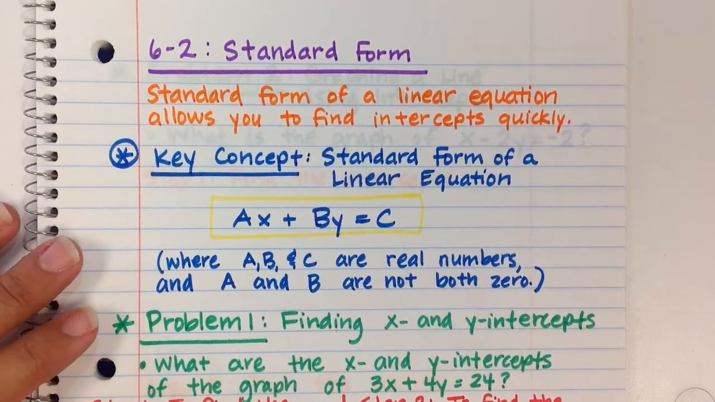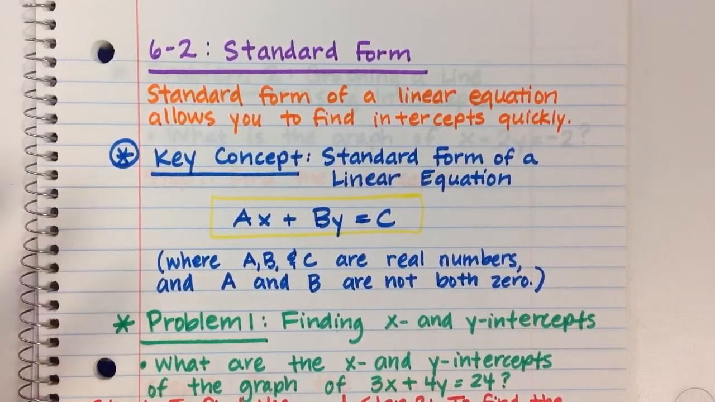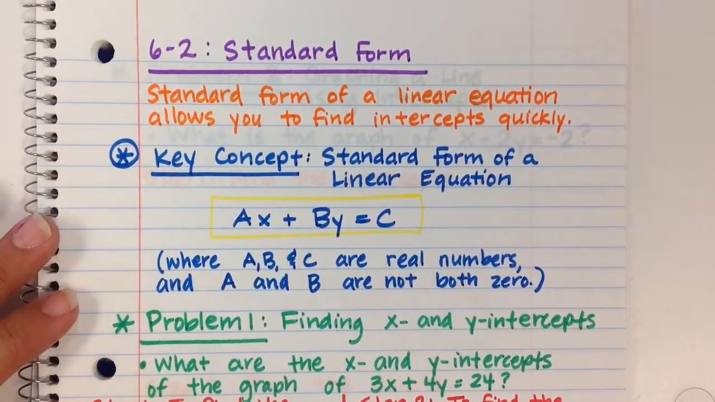Standard form is ax plus by is equal to c, where a, b, and c are all real numbers and a and b are not both 0.